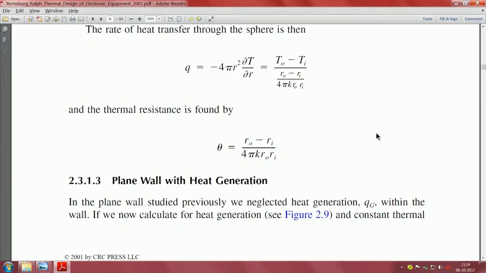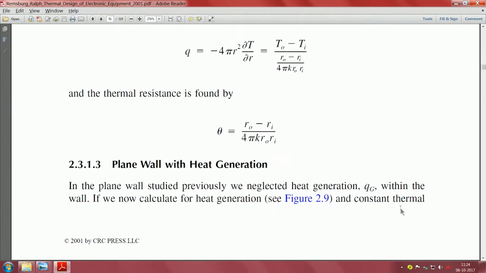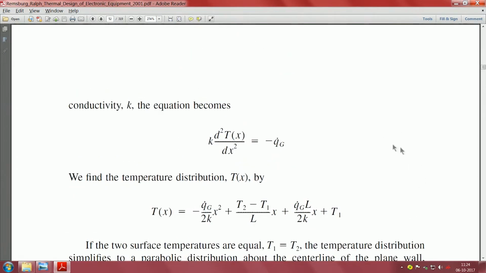Allow me to start from where I rushed through yesterday. You see, again, I copied this from the book. In the plane wall, we neglected heat generation within the wall. If we now consider the heat generation, with constant thermal conductivity, the equation becomes this, and so on here.